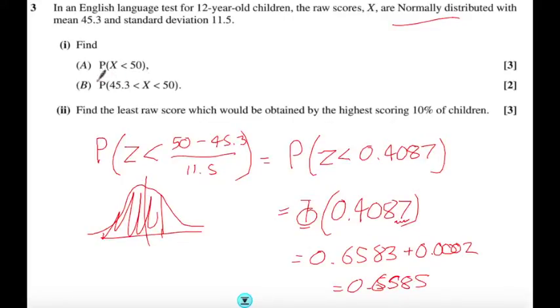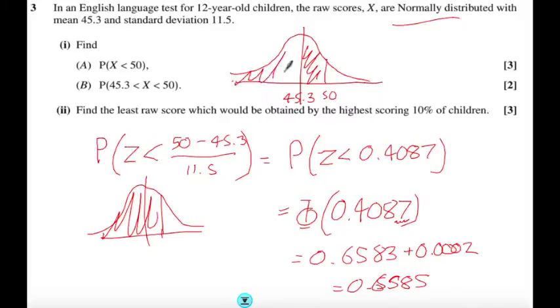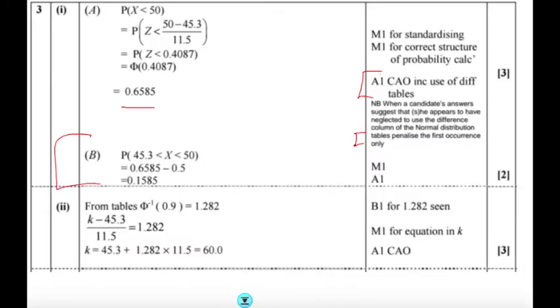Right, so now it wants the probability that the score is between 45.3 and 50. So what you hopefully spot there is that 45.3 is the mean. And then 50 is here, and they want this area. Now we've already worked out the whole area, including this left-hand part. So we just need to know, well, what's the area of this? So because it's the mean, this has to be 0.5. In other words, there's a half chance we're below the mean. So all we've got to do is do 0.6585, take away 0.5, and we get 0.1585.